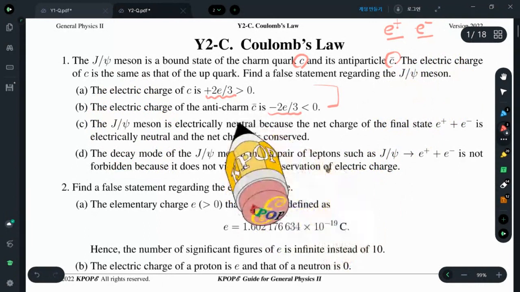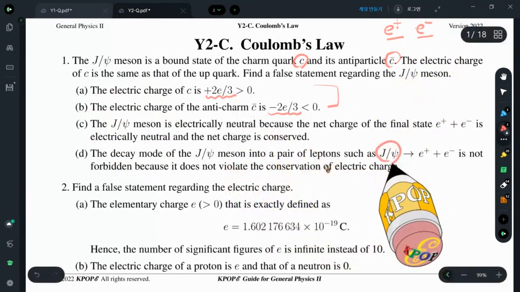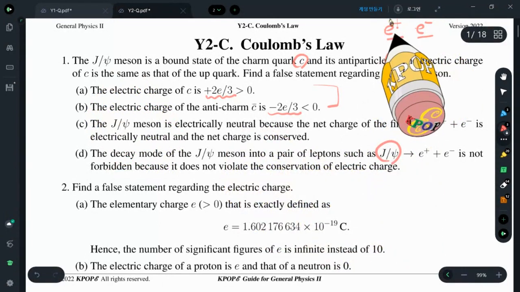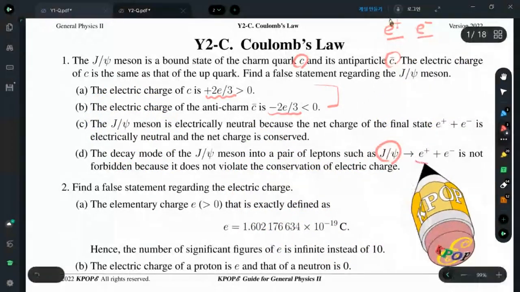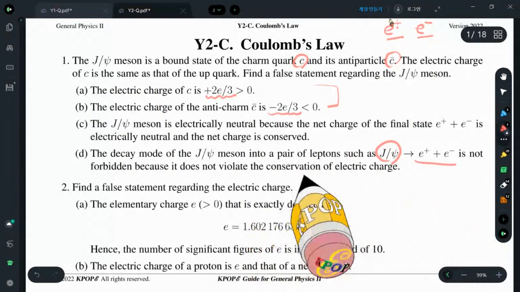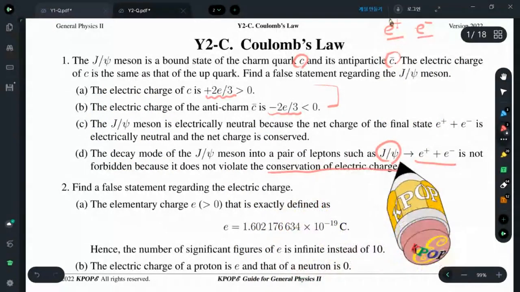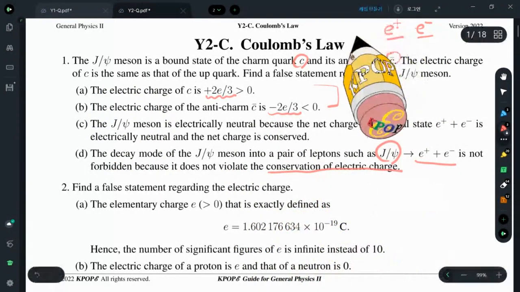So this is an electrically neutral particle, and these two charges are opposite, so it does not violate the conservation of electric charge. That's the most important point.